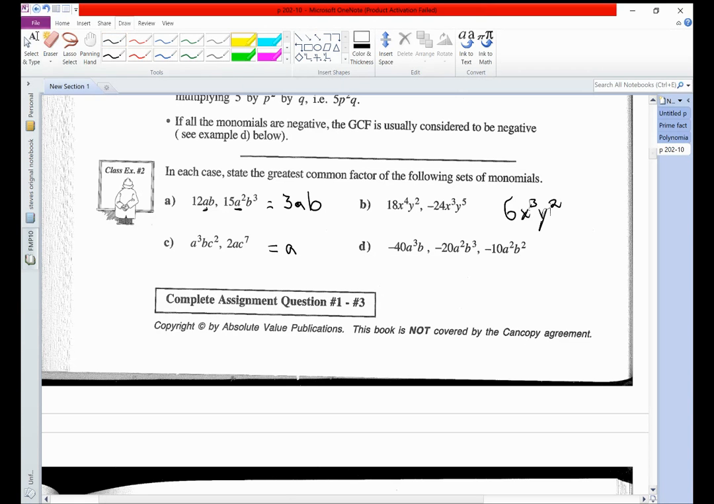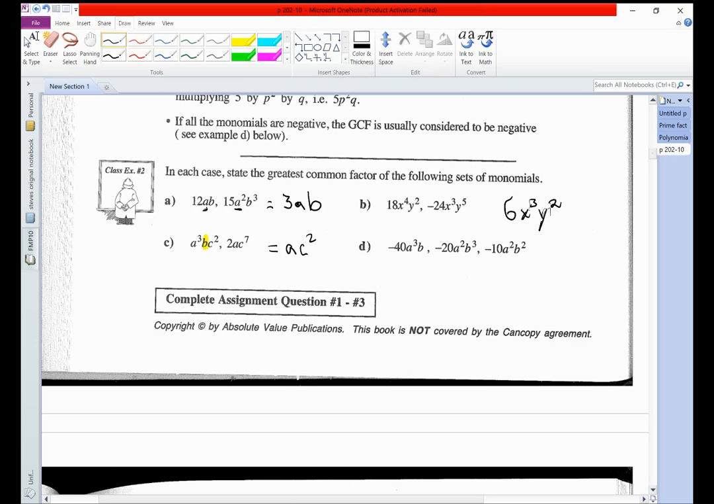You got to be careful here because the first term has a b, but the second term doesn't have a b, so we have to ignore that. We can't factor it out. It can't be part of the greatest common factor. How many c's can we take out? Well, they both can give 2 c's. So our greatest common factor is ac squared.